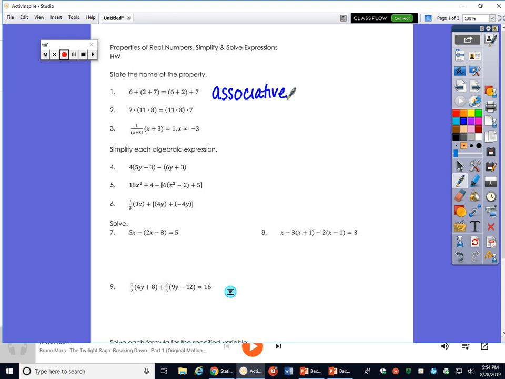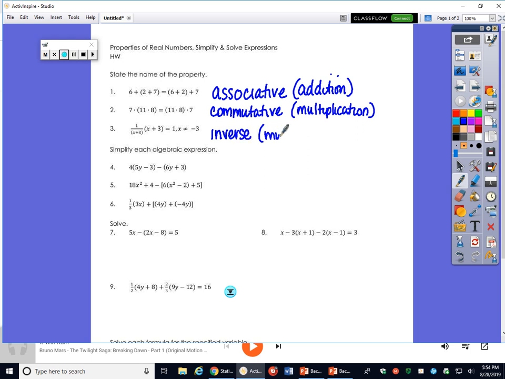7 times 11 times 8 equals 11 times 8 times 7. That's going to be our commutative property. And this is going to be for multiplication, as well as the first one would be for addition. And then 1 over x plus 3 times x plus 3 is equal to 1. That's going to be the inverse, and it's going to be for multiplication.